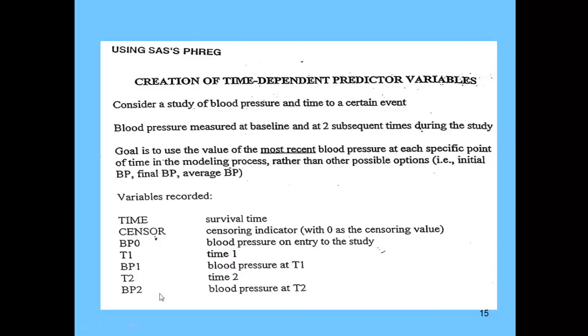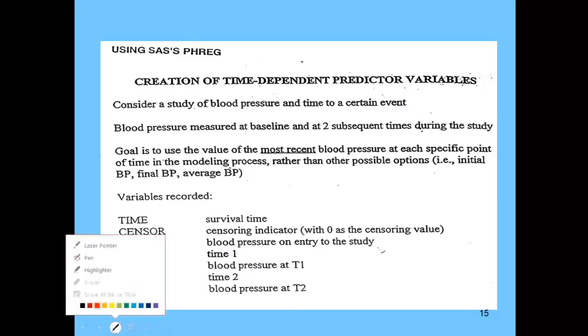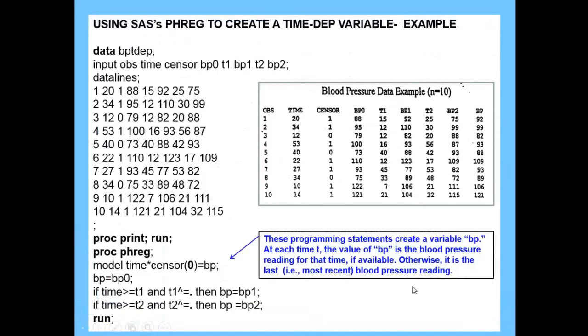In this case, the outcome variable is survival time. The censoring variable is whether or not somebody was censored or failed. And then I've got blood pressure values: an initial blood pressure, and then possibly another blood pressure taken later at time t1, and possibly another taken at time t2. So here's some data. Now I'm clicking to the next slide.